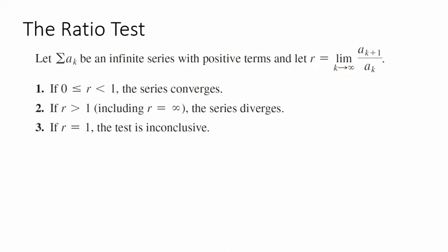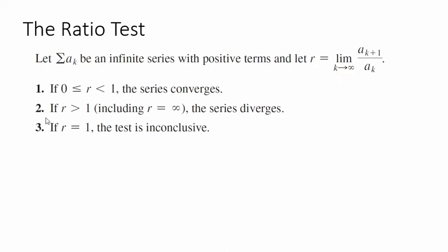In this video, we're going to look at an example of using the ratio test. To remind yourself about what the ratio test says, I have it here. We have an infinite series with positive terms, and we are going to find the ratio of two successive terms by taking a sub k plus 1 divided by a sub k, and we're going to see what happens to that ratio as k approaches infinity. So we're going to look at that limit.